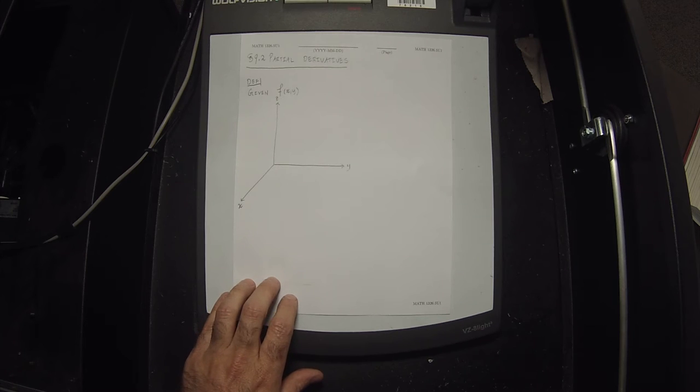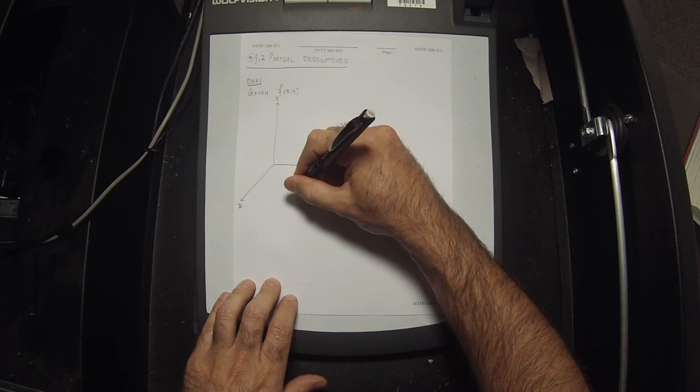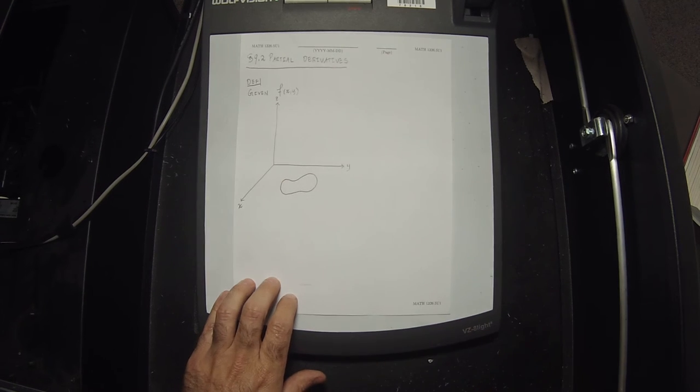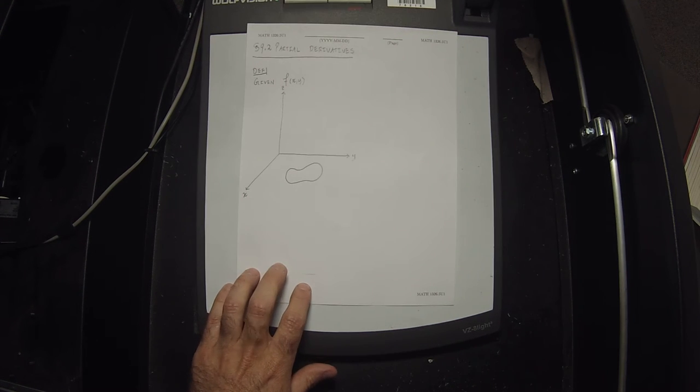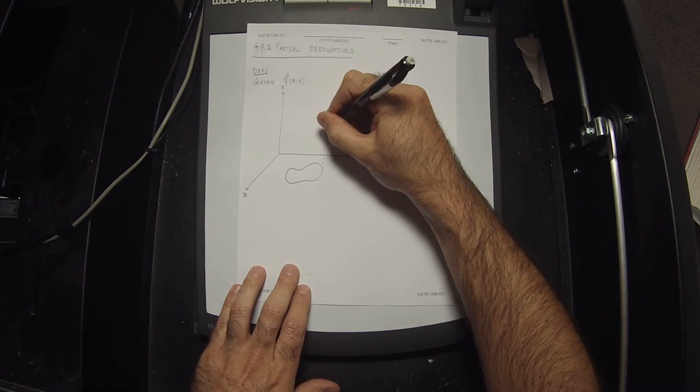Okay, so I'm going to draw a puddle. So it's defined there. And now I'll draw a surface.